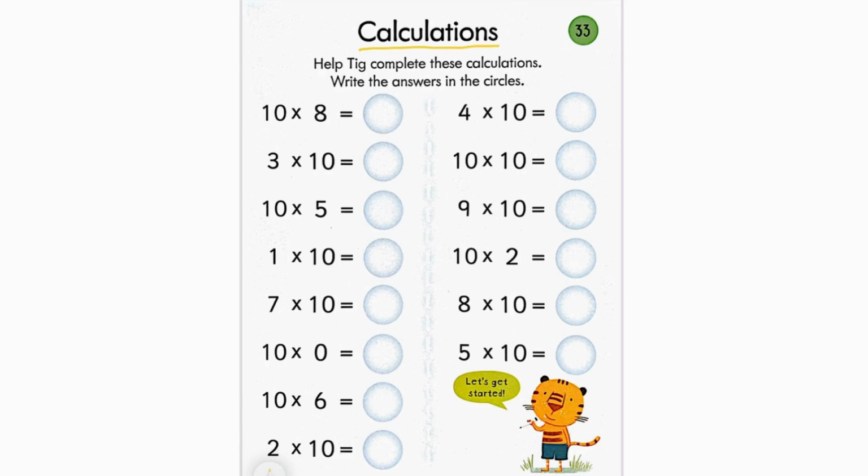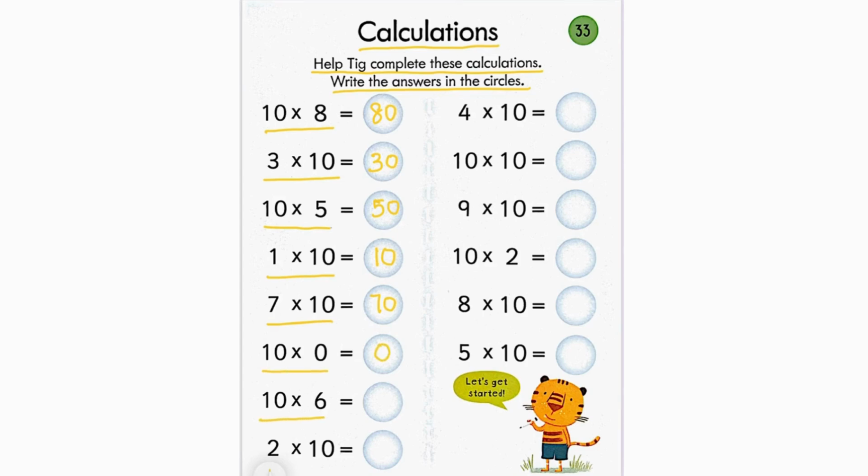Calculations. Help T complete these calculations. Write the answers in the circles. 10 times 8 equals 80. 3 times 10 equals 30. 10 times 5 equals 50. 1 times 10 equals 10. 7 times 10 equals 70. 10 times 0 equals 0.